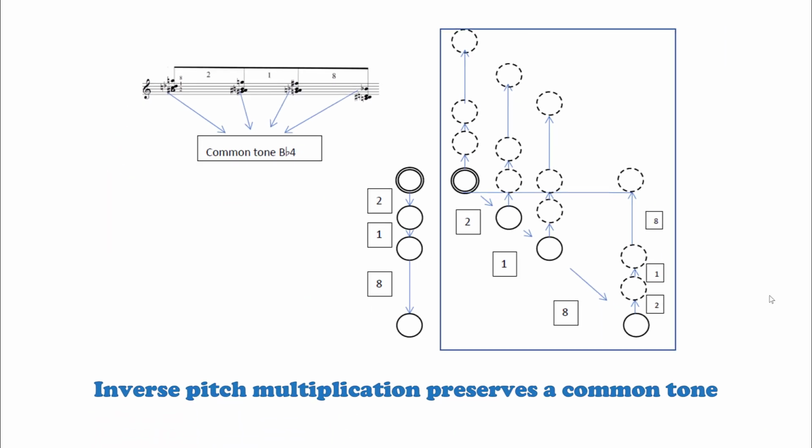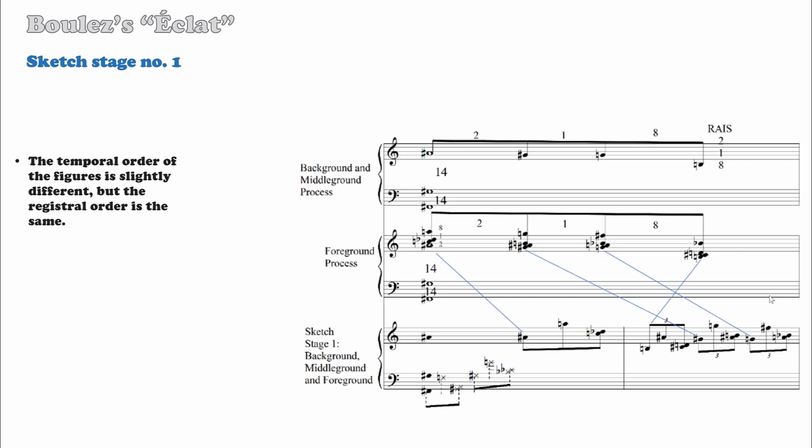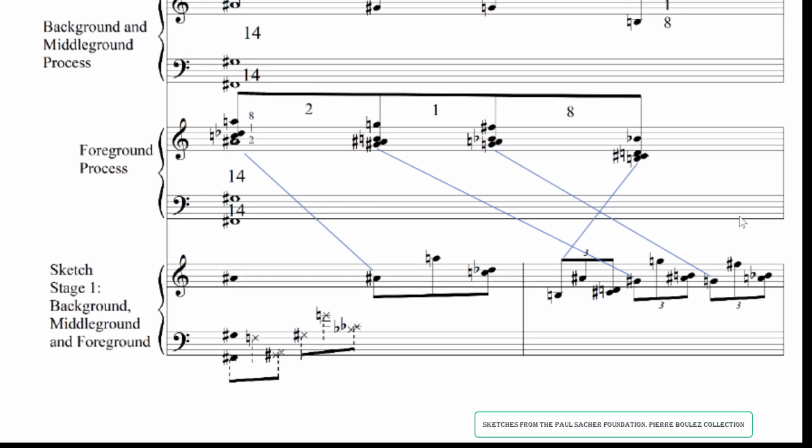Sketch stage 1 on the bottom staff shows how these background, middle ground, and foreground processes appear in Boulez's sketch. Note that the temporal order of the figure is slightly different from the one I adopted, which follows the registral ordering.